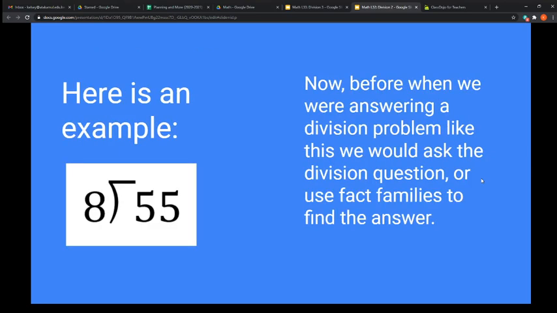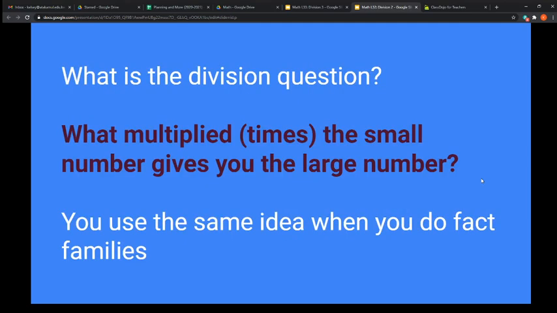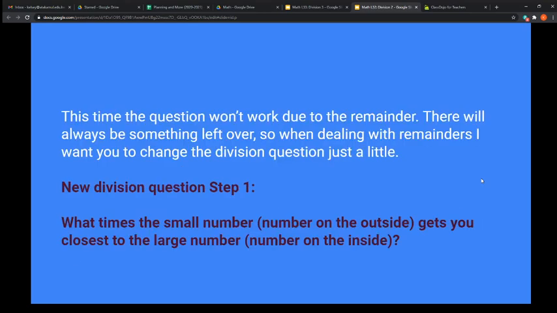Here's an example. We have 8 divided by 55. Now before, when we were answering a division problem like this, we would ask the division question or use fact families to find the answer. What's the division question? What multiplied or times the small number gives you the large number? You use the same idea when you do fact families. This time the question won't work due to the remainder. There will always be something left over.